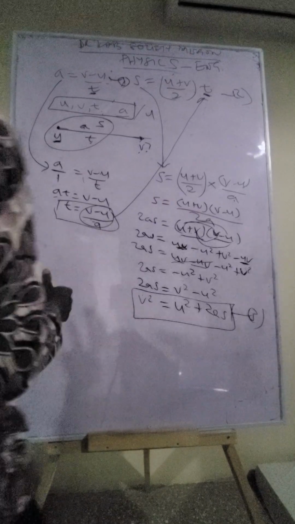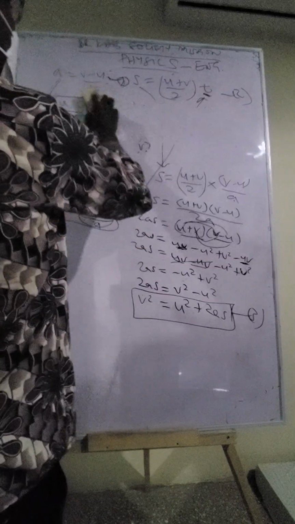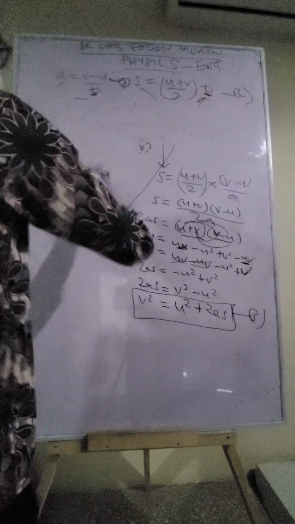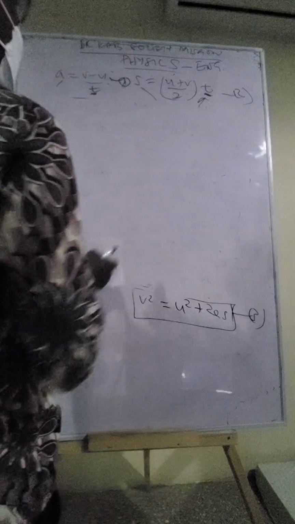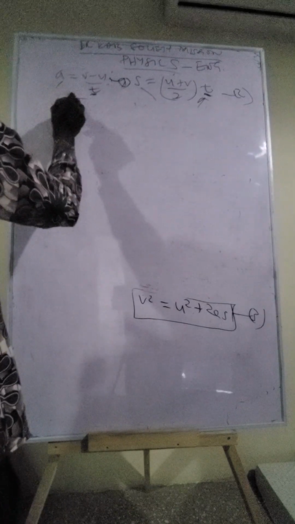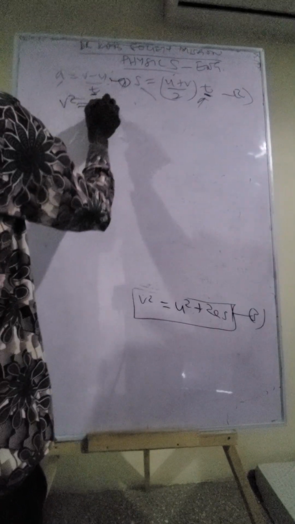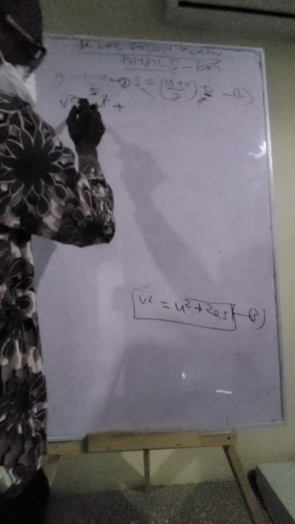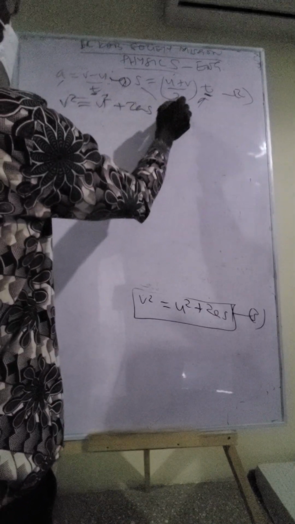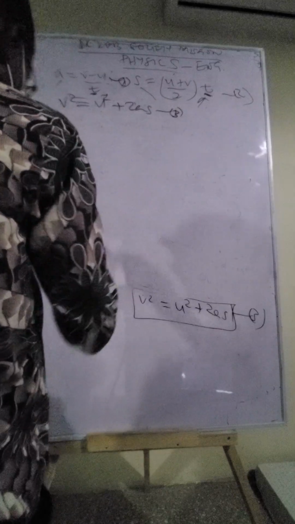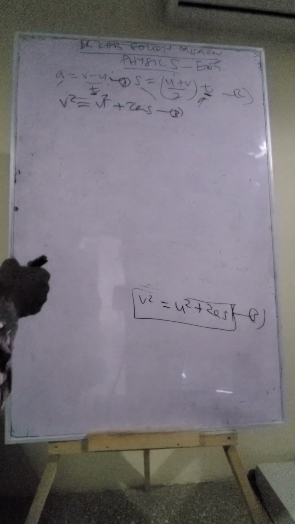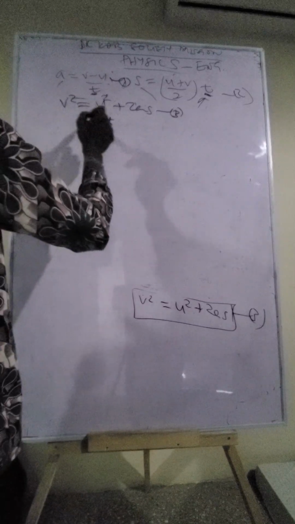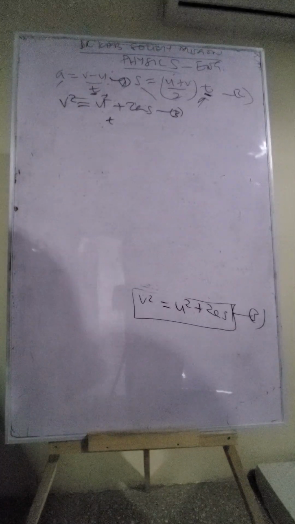So this is the third equation that I'm going to put here. As for now, deriving equations becomes very easy because we have gone through the mathematics aspect, plus 2AS, this one, equation 3. Now let's see how we can get equation 4. Let's assume that one that will have T in it.